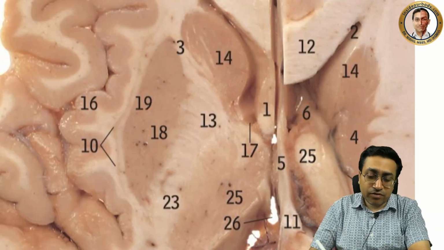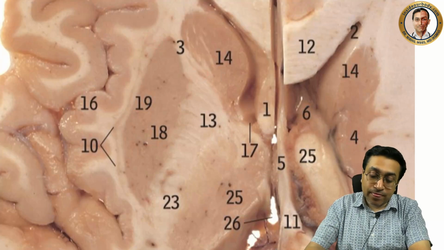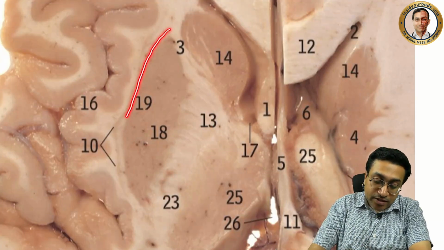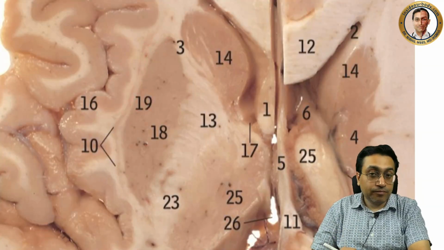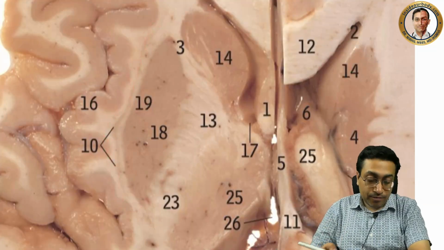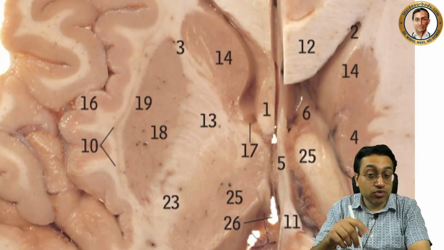Can you help me with the white fibers names here? Three kinds of white fibers. This would be the internal capsule, this would be the external capsule, this would be the claustrum, gray matter, then there will be the extreme capsule, then this cortex, which you can see is the insular cortex.